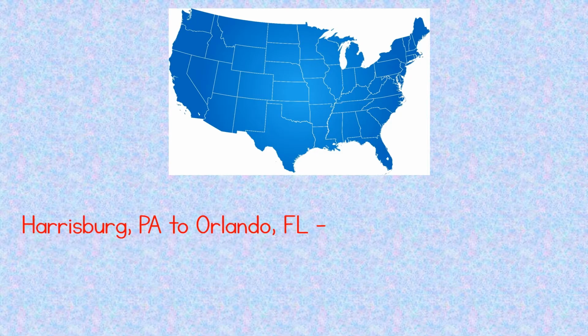What are some other ways you could compare numbers? Here's another situation. In a map of the United States, you are planning a trip. You want to go from Harrisburg, Pennsylvania to Orlando, Florida. Maybe you're going to a certain amusement park down there. To go from Harrisburg, PA to Orlando, Florida, it is 957 miles.